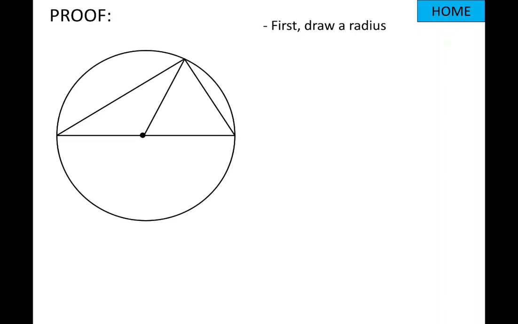If we draw a radius from the center, this becomes two isosceles triangles, because this is a radius and this is a radius. This is also a radius. These are equal to each other because they are all radii, right? This and this are part of this triangle, which makes it an isosceles triangle, and this also becomes an isosceles triangle because it has two equal sides.